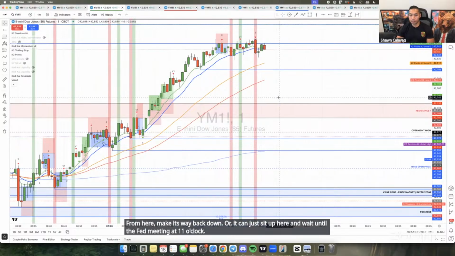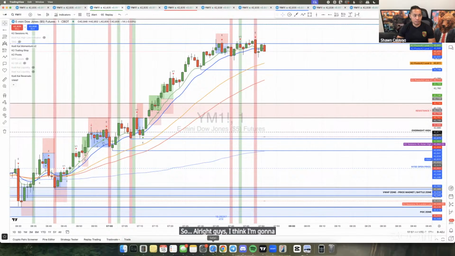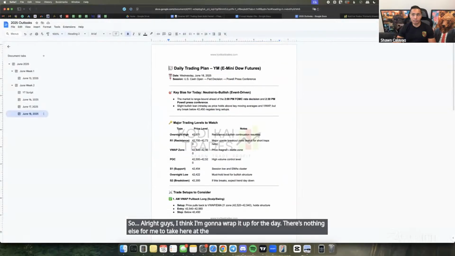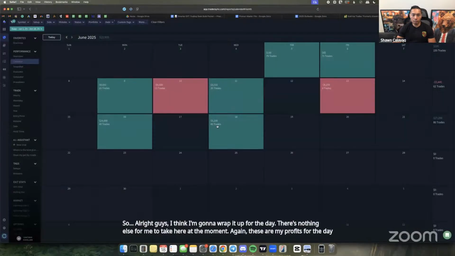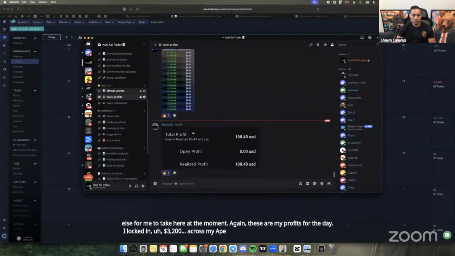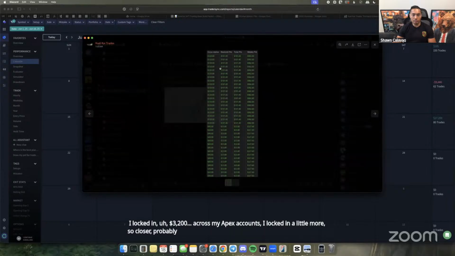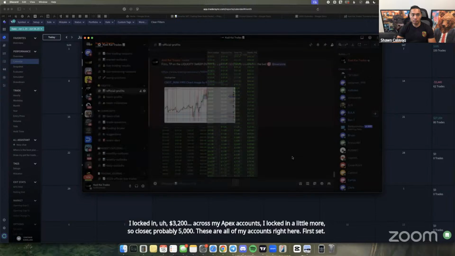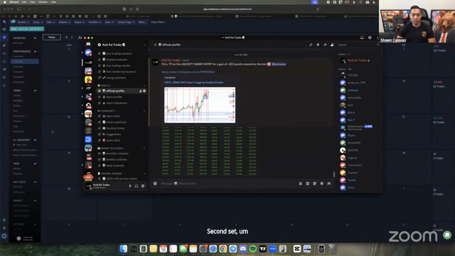So, all right, guys, I think I'm going to wrap it up for the day. There's nothing else for me to take here at the moment. Again, these are my profits for the day. I locked in 3,200 across my Apex accounts. I locked in a little more, so closer to probably 5,000. These are all of my accounts right here. First set, second set. Great day so far and overall.